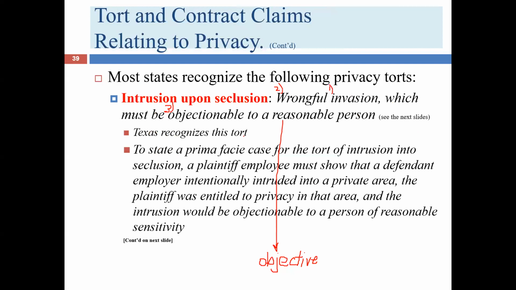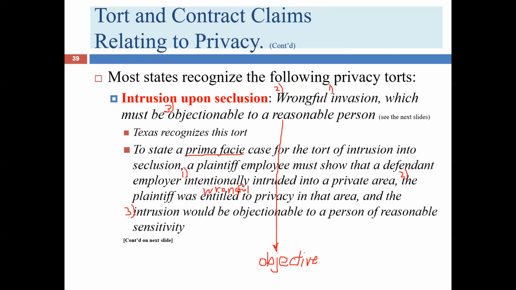Texas does recognize this tort, and here we have a little bit more clarity about the prima facie case for a tort of intrusion upon seclusion. It must show that the defendant intentionally intruded upon a private area, that the plaintiff was entitled to privacy in the area. This is where we get the wrongfulness. And that the intrusion was objectionable to a reasonable person. So here's 1, 2, and 3.